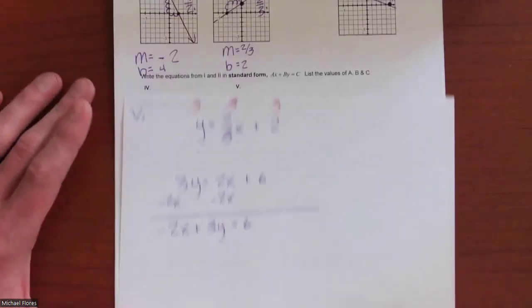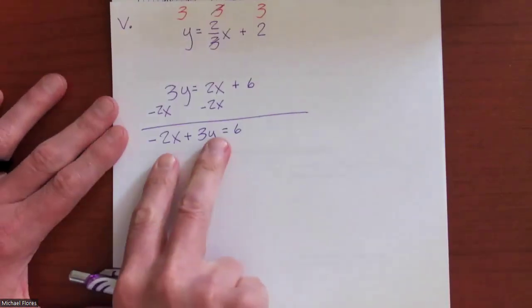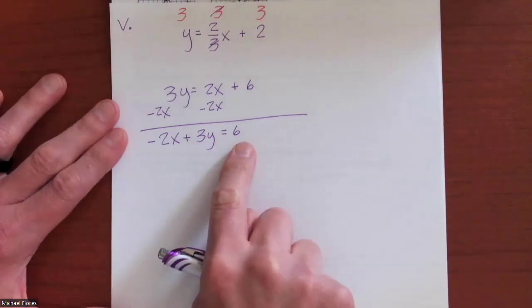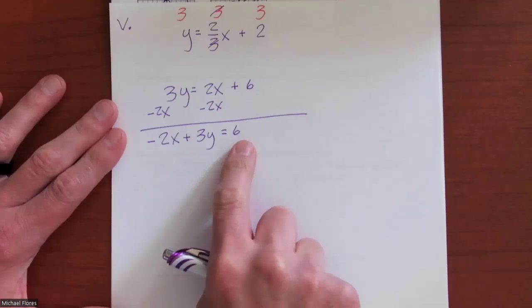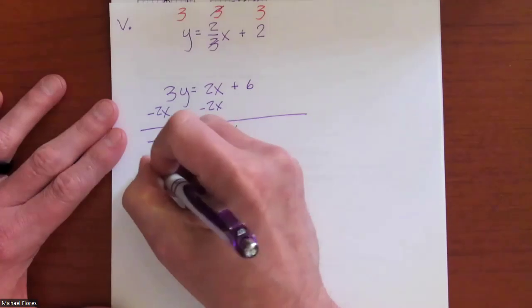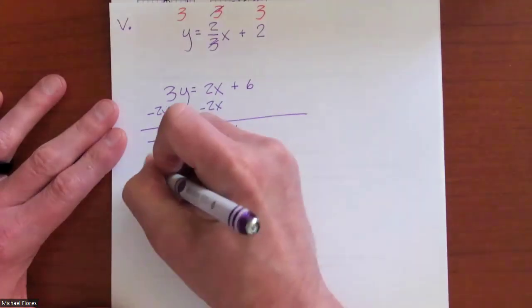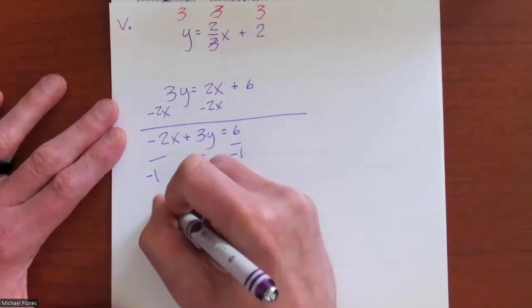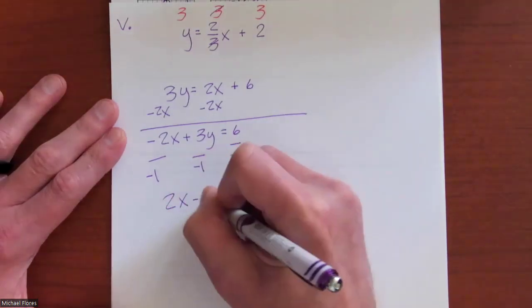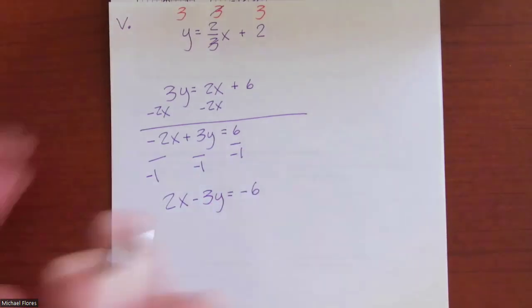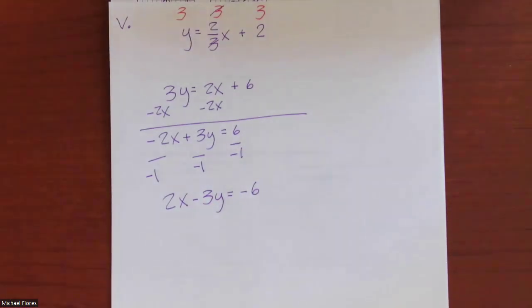Okay, we now have x and y on the left side of the equal sign. We have our regular number over here. We don't have any fractions or decimals, but remember, x cannot be negative. So let's divide everything by -1. And now it's in standard form.